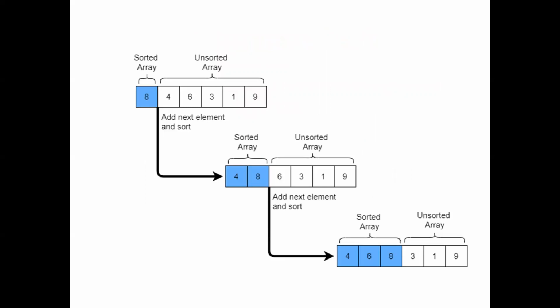Let's see an example for more clarity. Here we are given a list of 8, 4, 6, 3, 1, 9. Let us observe that the first element 8 is in the sorted array, and the next few elements are in the unsorted array. Then shifting the element, we get 4, 8, 6, 3, 1, 9. We observe that the first two elements are in the sorted array, and the next 4 elements are in the unsorted array.